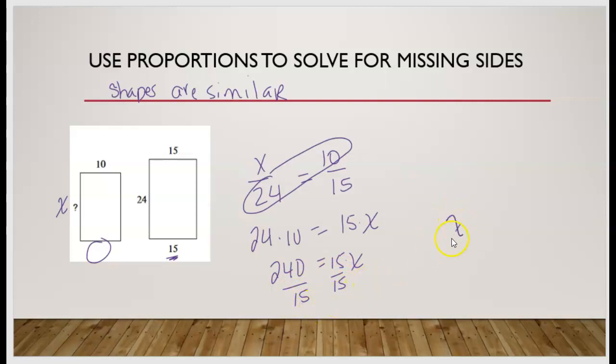And x is 16. And you can definitely check yourself by plugging x in here. We get 16 over 24 equals 10 over 15. Now remember, if they are similar, which we said that they were, these fractions are equal, and sure enough, they are. That's just a nice little check to make sure you did your algebra right here.